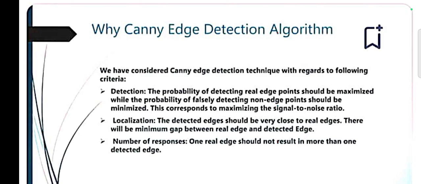The first one is detection. The probability of detecting real edge points should be maximized, while the probability of falsely detecting non-edge points should be minimized. This corresponds to maximizing the signal to noise ratio. Then localization: the detected edges should be very close to the real edges. There will be a minimum gap between the real edge and the detected edge. And what about the number of responses? It means one real edge should not result in more than one detected edge.